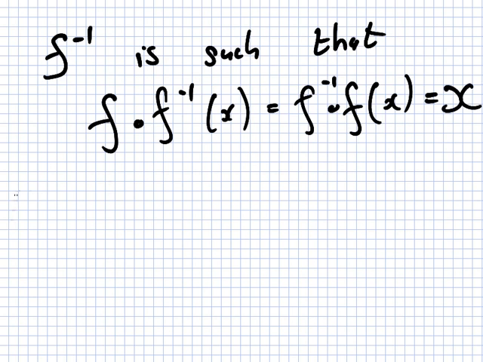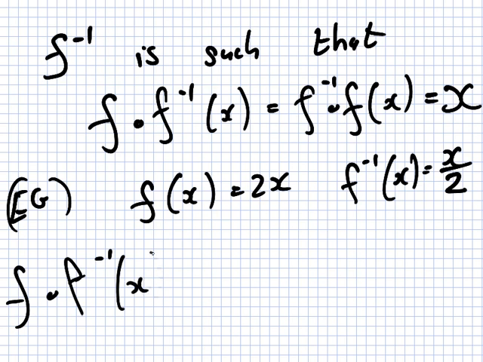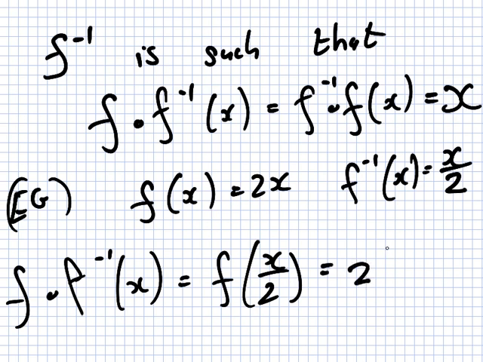So let's check that with an example. We said earlier that f of x equals 2x. What's its inverse? x over 2. Okay, let's check that. f composed with f inverse is equal to f of x over 2, which is equal to 2 times x over 2, which equals x.